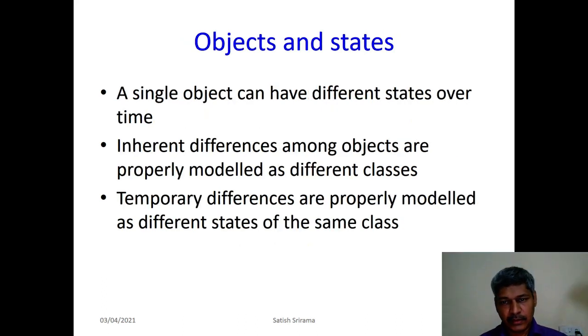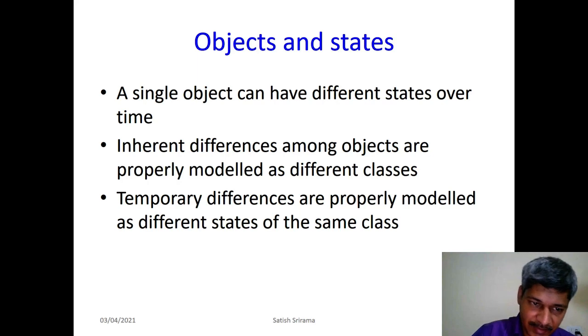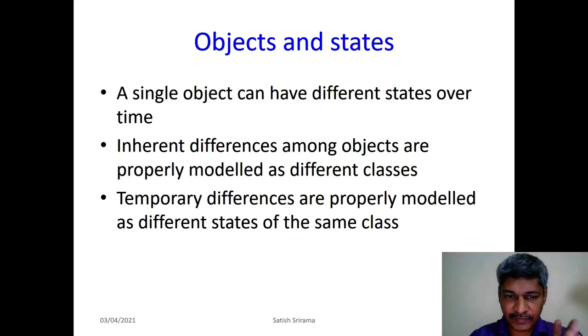Of course, as we have been discussing, a single object can have different states over time. These states happen with these sorts of events. So across time, it will have several states. That's how the state diagram and the state model show how objects change across these states.